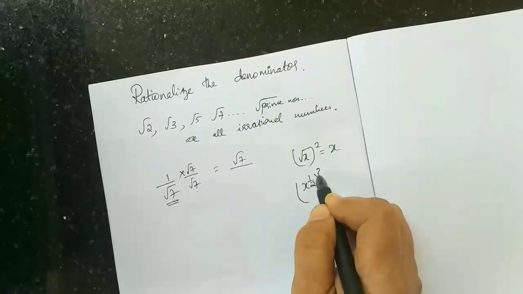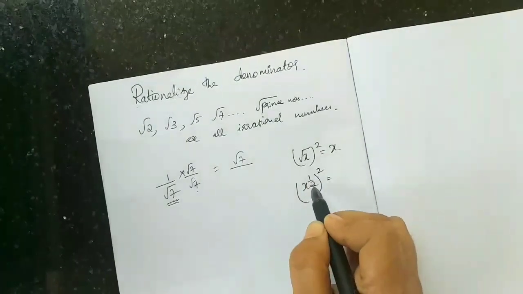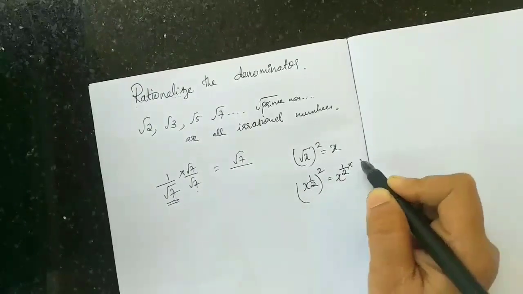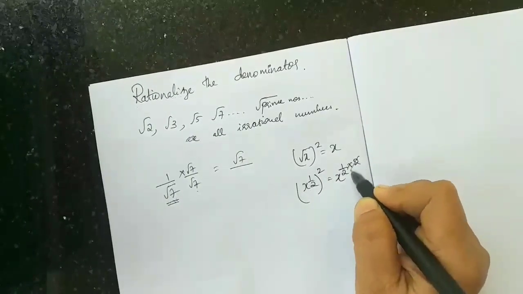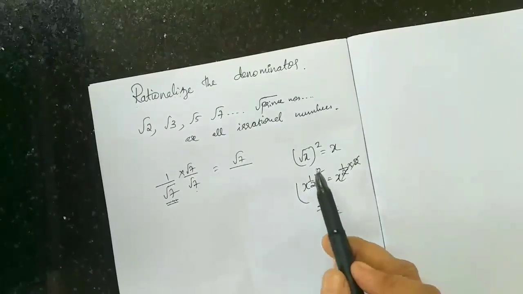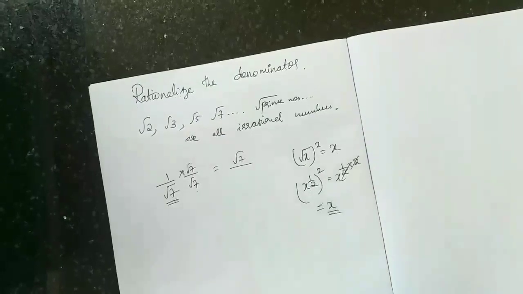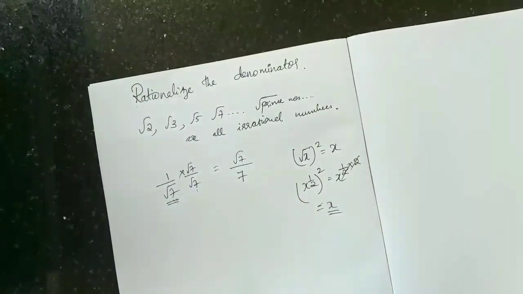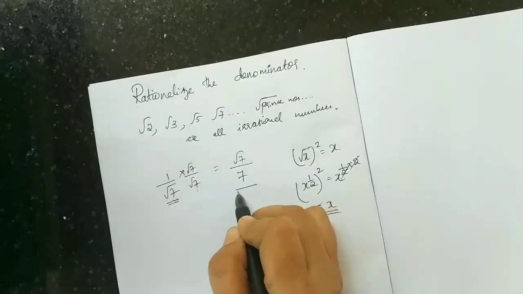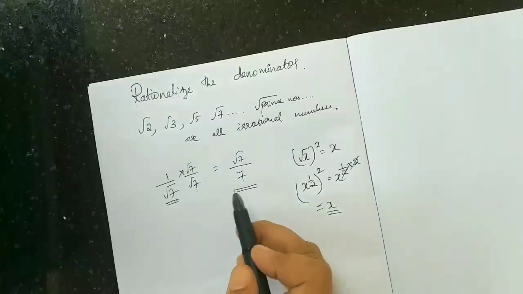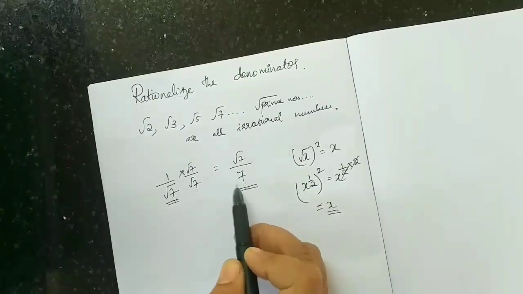And the whole square here is of the form a raised to m, whole raised to n. So what you do is a raised to m into n. So these two get cancelled, and what you get is x. This is how root x the whole square becomes x. So root 7 whole square is 7 itself. Now we can see that we have rationalized the denominator. The denominator has become a rational number.